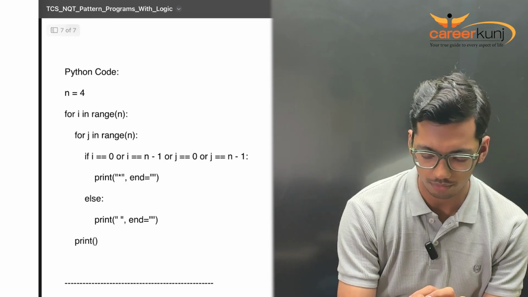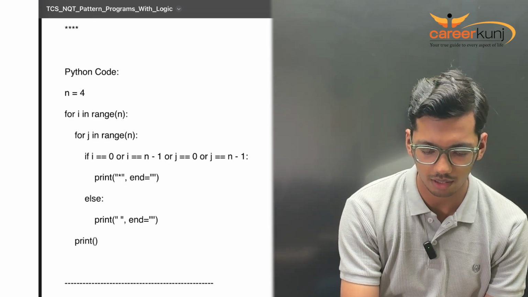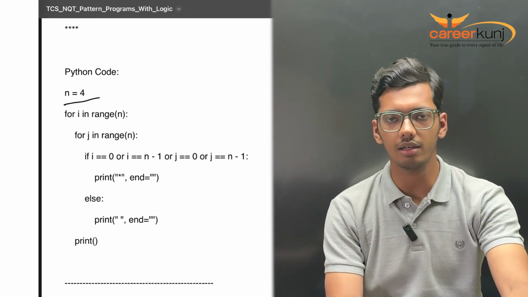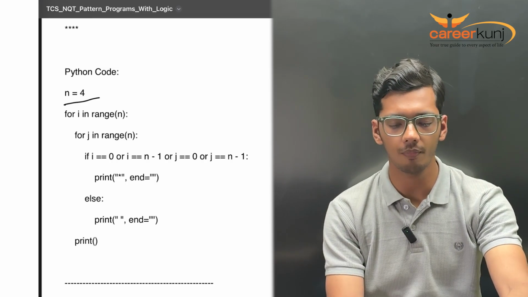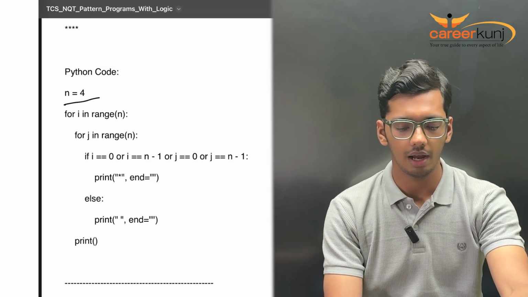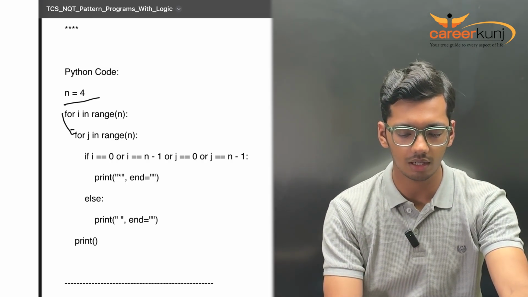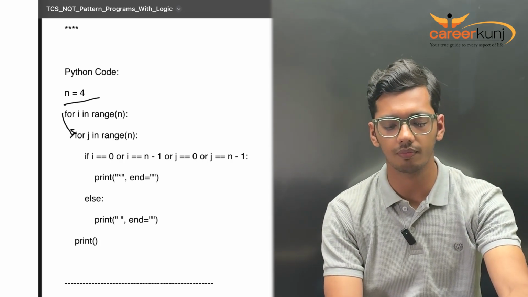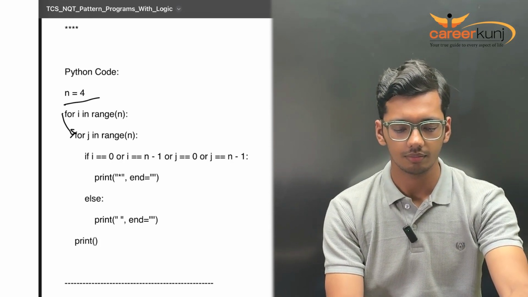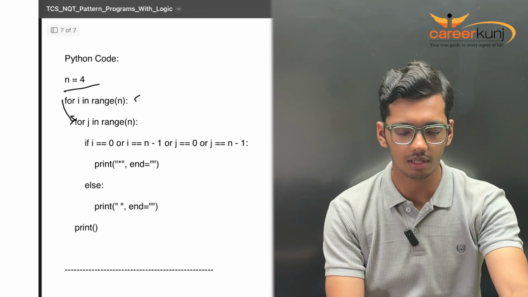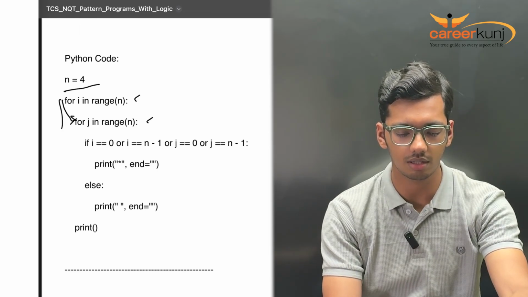Now coming to the code, we are first taking n as 4. For i in range of n, that means it will vary till 4, and inside that we have taken another loop, that is for j in range of n. So these two are basically similar conditions, but it is a nested loop.